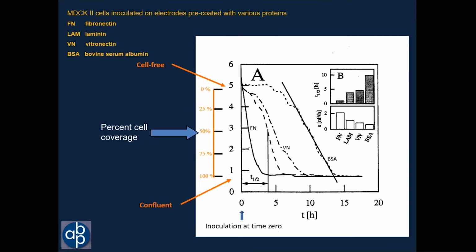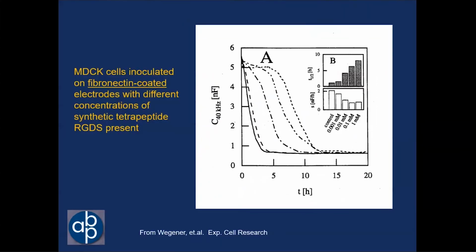Let me show you some other data using the same system here, but a different experiment. Here we're again looking at MDCK cells that are inoculated on fibronectin-coated electrodes. But in the medium, we have different concentrations, which you can see listed there, of the RGDS peptide, which is going to competitively compete for the recognition site that the integrins are seeing on the fibronectin that's adsorbed on the electrodes.